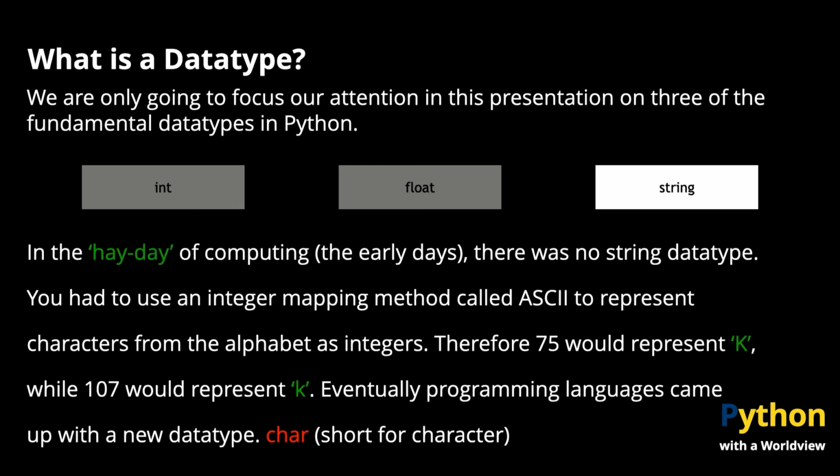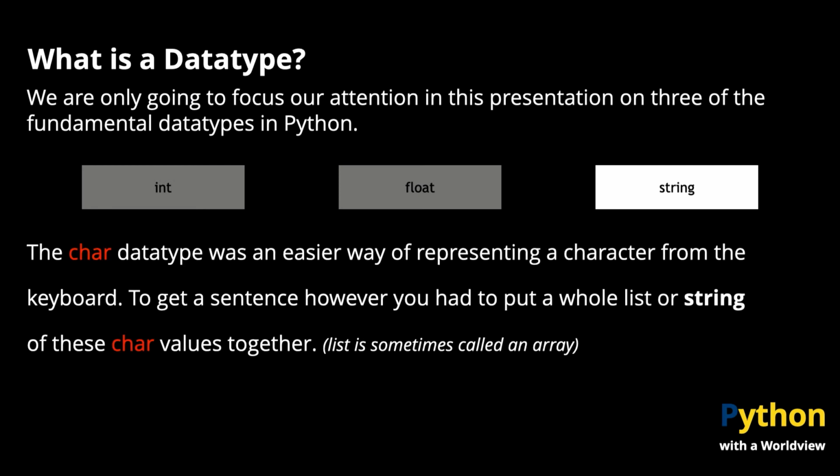In the heyday of computing, the early days, there was no string data type. You had to use an integer mapping method called ASCII to represent characters from the alphabet as integers. Therefore, 75 would represent a capital K, while 107 would represent lowercase k. Eventually, programming languages came up with a new data type, char, which was short for character. The char data type was an easier way of representing a character from the keyboard.